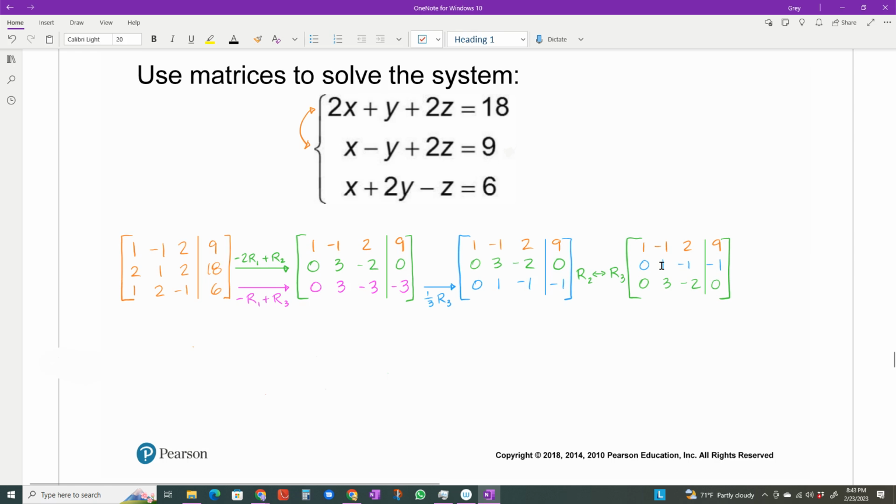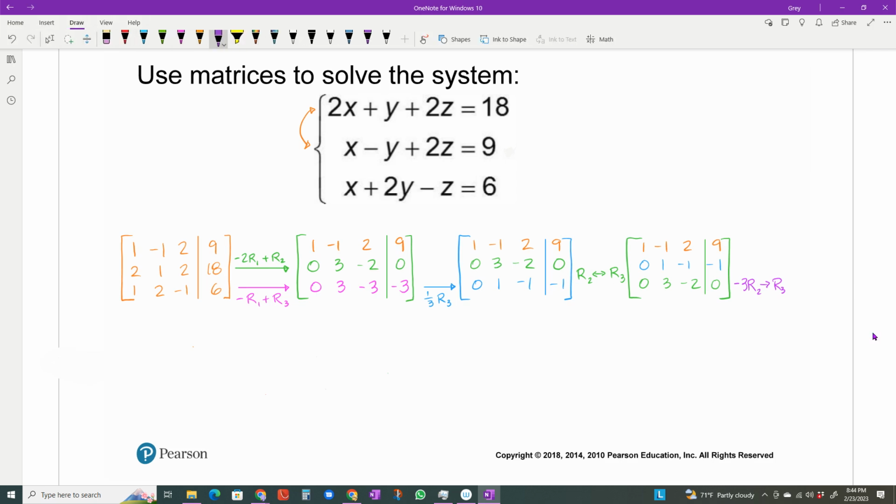So now I have my 1 in that spot. And now I got to get rid of that 3. I got to make it a 0. So I use this 1 right here, and I'm going to multiply it by negative 3 because it's the opposite of what I'm trying to get to, a 0. And I always write it next to the row I'm replacing. So it's going to be negative 3 times row 2 plus row 3. And what do we get?